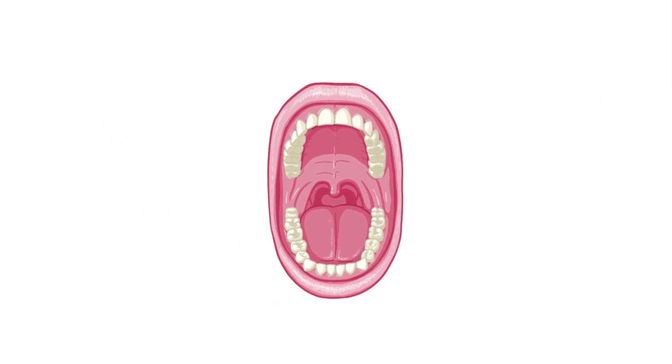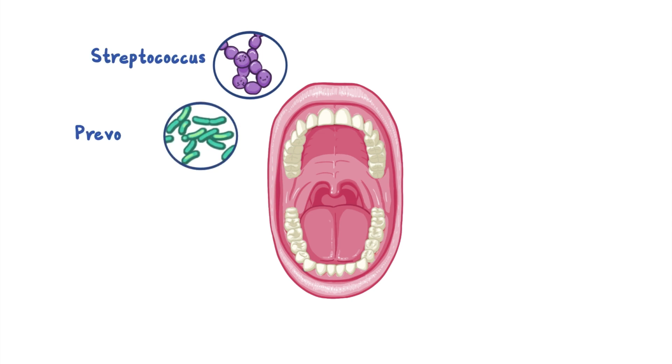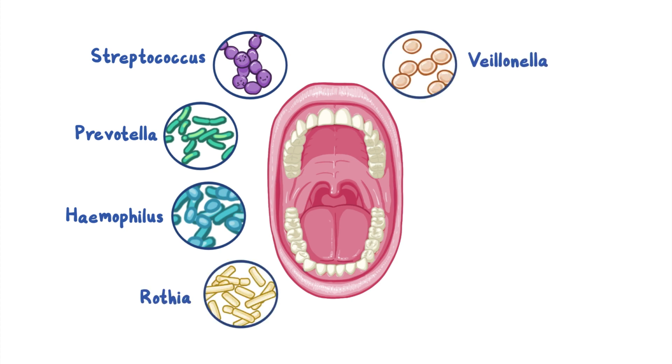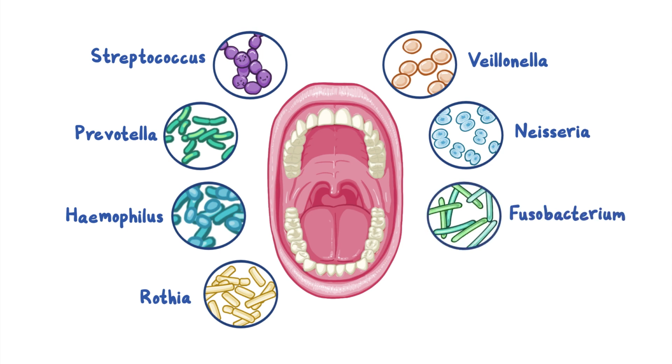The major genera with the largest representation in oral cavities include Streptococcus, Prevotella, Haemophilus, Rothia, Veillonella, Neisseria, Fusobacterium, and Porphyromonas.